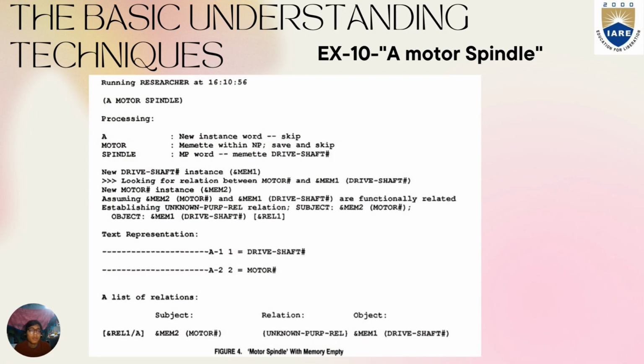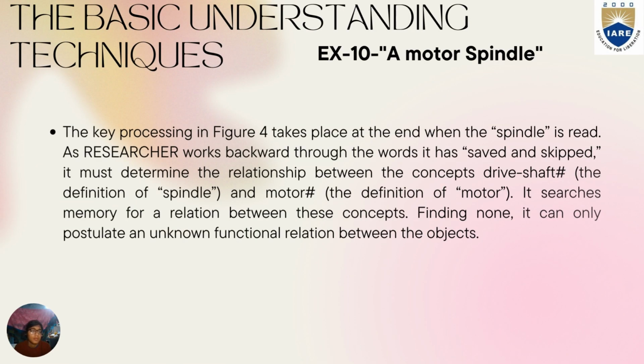Let's take an example of the motor spindle. Now, the key processing takes place at the end where the spindle is read. As researcher works backward through the words it has saved and skipped, it must determine the relation between the concepts of drive shaft and spindle. It searches memory for a relation between those concepts, finding that it can only postulate an unknown functional relation between the objects.